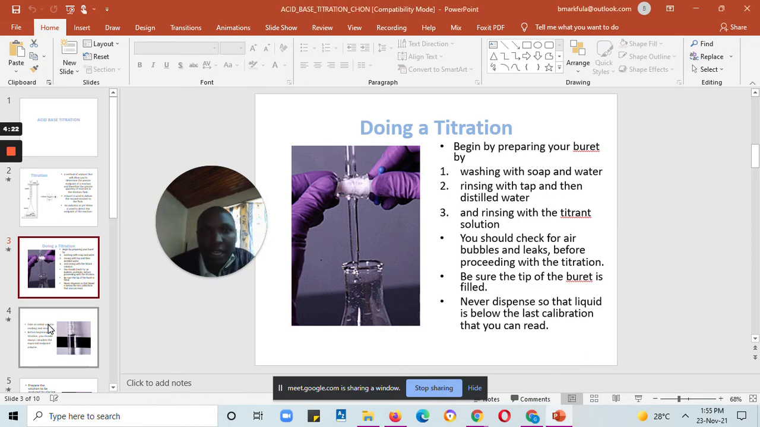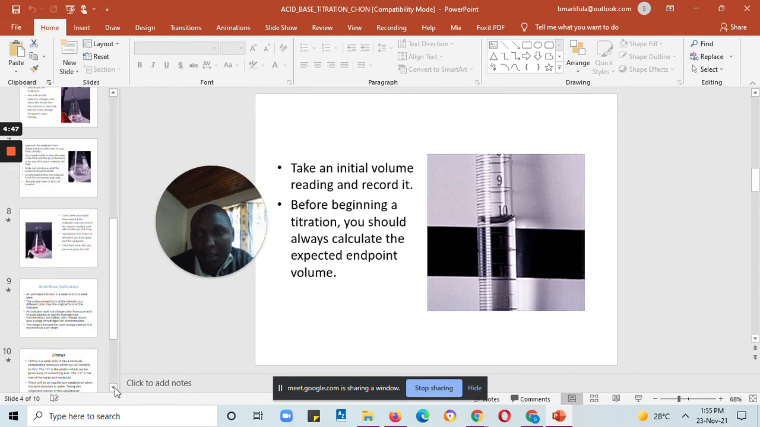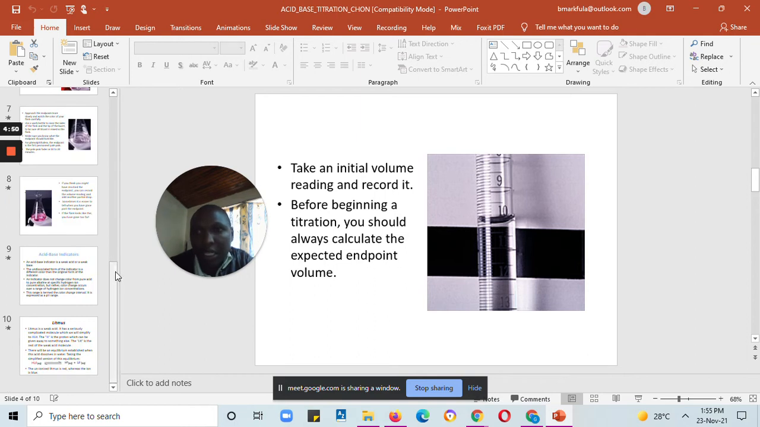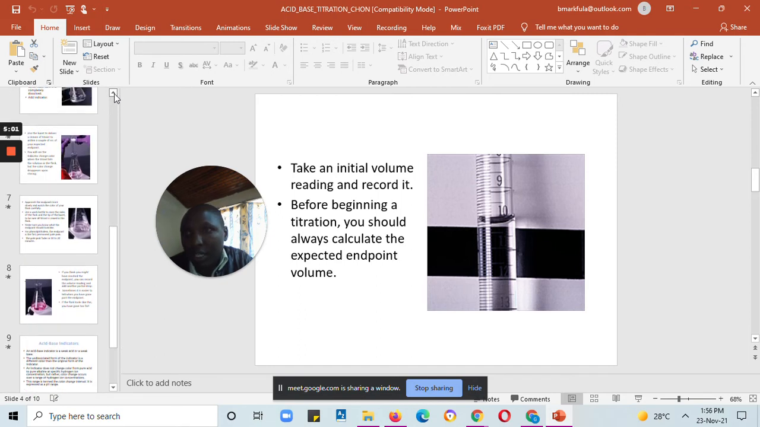Moving on to the next slide, this is how to read. Remember to read the lower meniscus. Take an initial volume reading and record it just the way we've been doing. Before beginning a titration, you should always calculate the expected endpoint. For precise measurements, you should carry out three trials. Ensure that you carry out three trials.